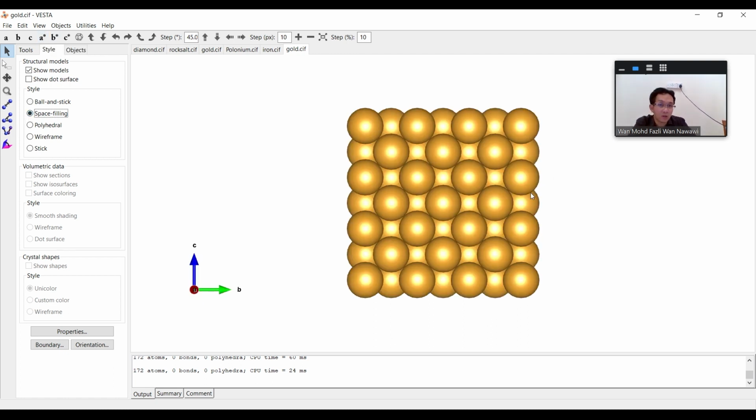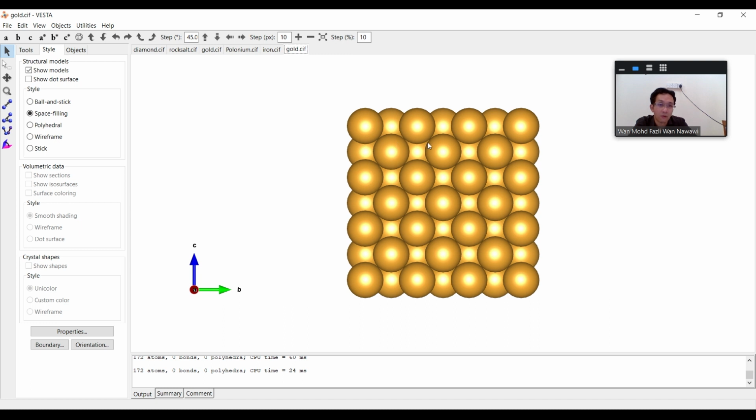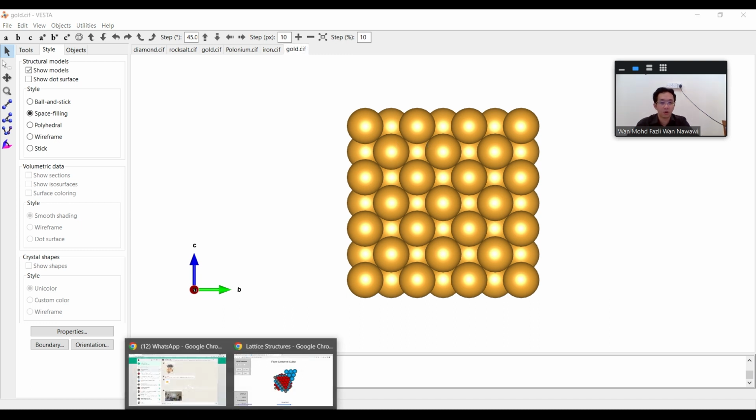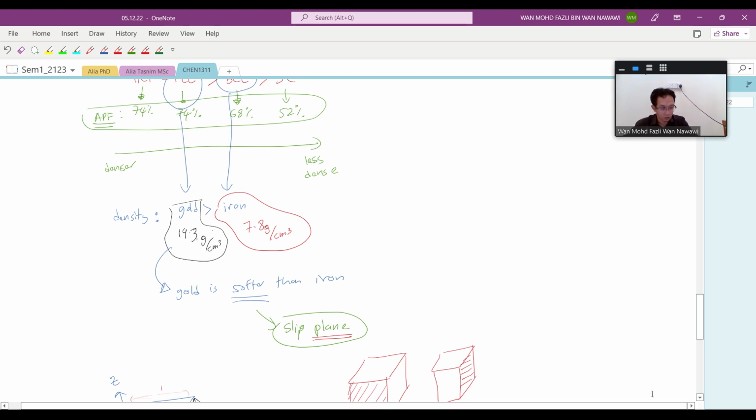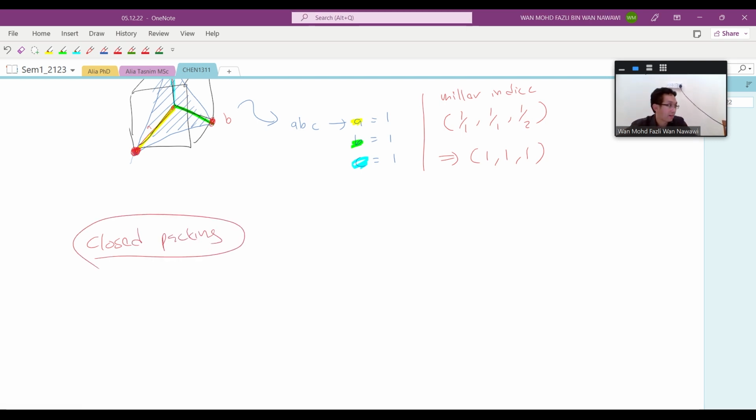You can see here, compared to the iron, which has holes, gold doesn't have holes. This is what we call close packing. The idea is something like this.